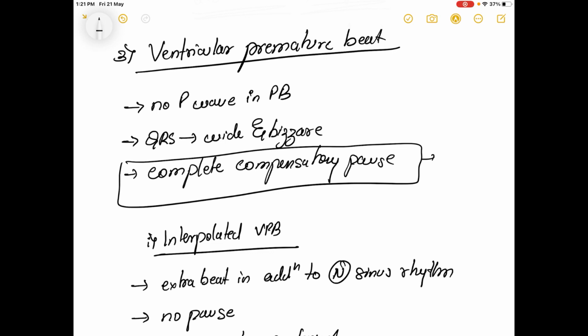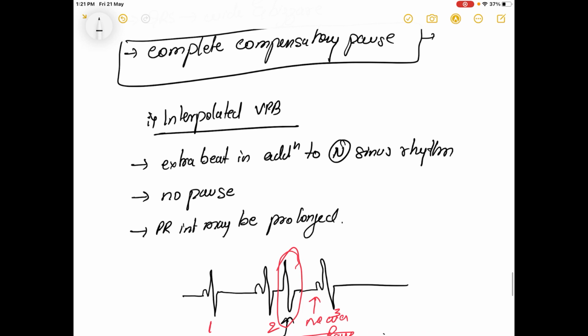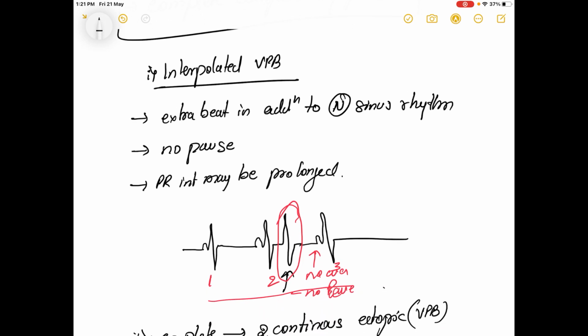Among the different types we have the interpolated ventricular premature beat, where there is an extra beat in addition to the normal sinus rhythm and there is no pause. The PR interval may be prolonged. And couplets, where two continuous ectopic beats occur.